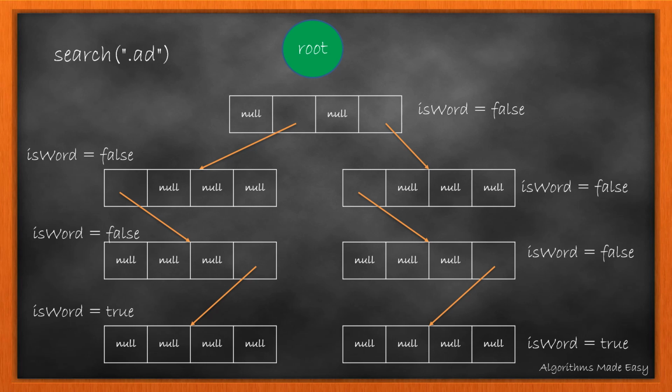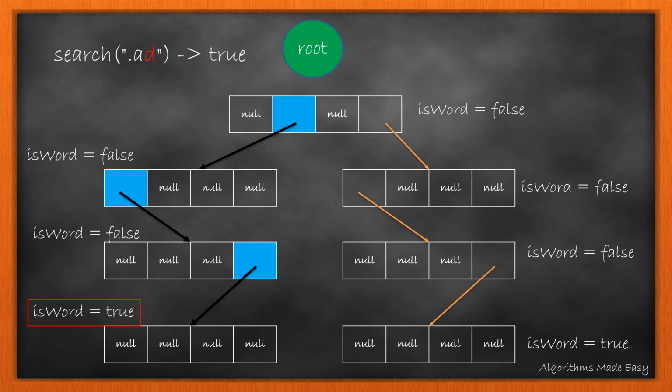Now suppose we need to find dot-a-d. As discussed previously, for a dot character, we need to search the entire array and call our method recursively. In this case, we call our method for node B as it is not null. We move to its child. Now we search for A and then for D. As we have found all the letters and reached the end of the word, we check the is-word flag. As in this case it is true, we simply return true.